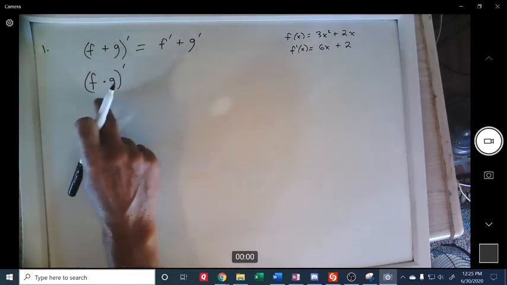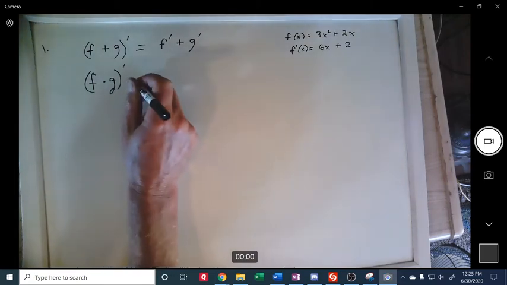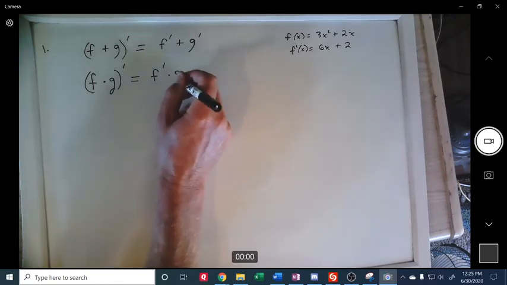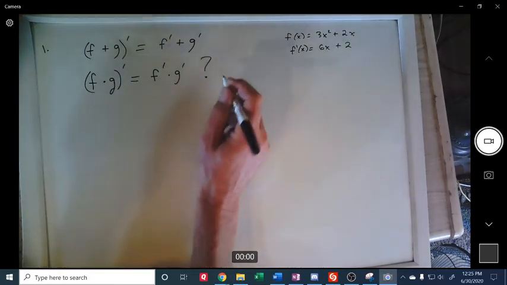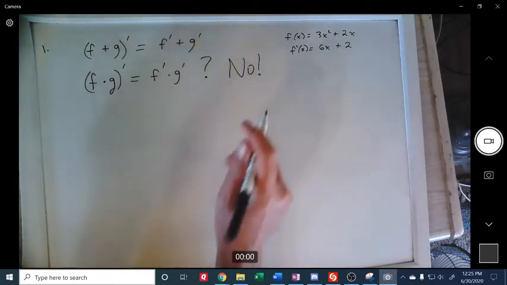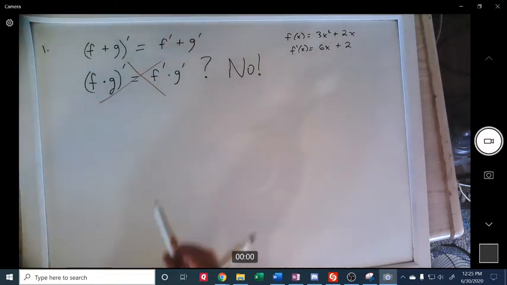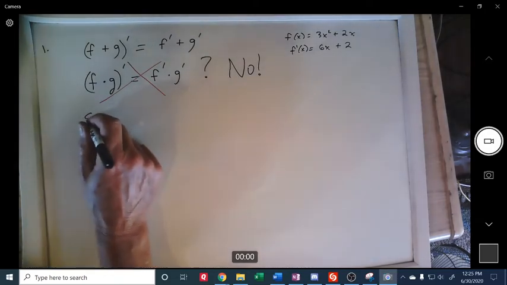The derivative of two functions multiplied together should equal f prime g prime. But the answer is no. This is not true. And it's easy to see that this is not true at all. Let's look at an example.